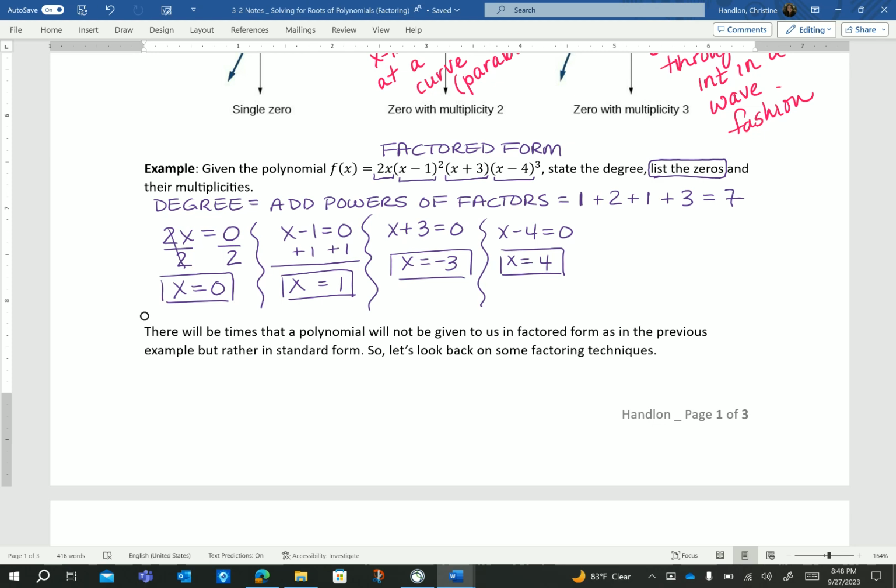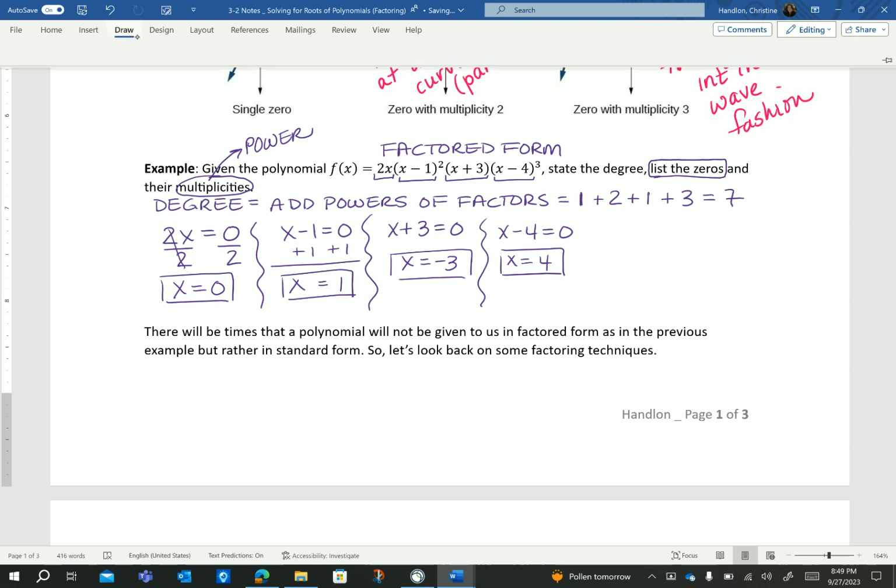That's where the graph, if I were to graph this factored form of a polynomial, would cross the x-axis. To determine the multiplicities, okay, the multiplicity of each factor is going to be the power of the factor, okay? So x equals 0 was found from the 2x factor. And 2x had a power of 1. So let me use a different color here.